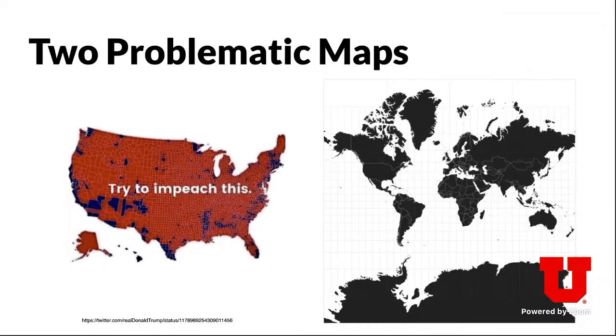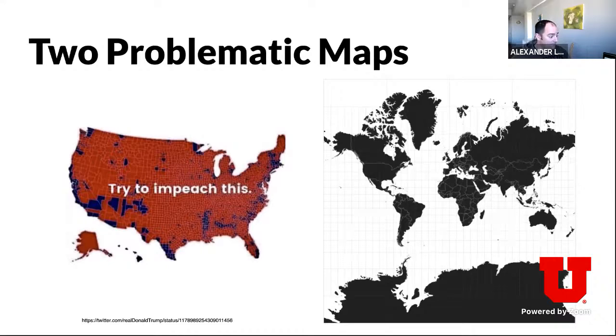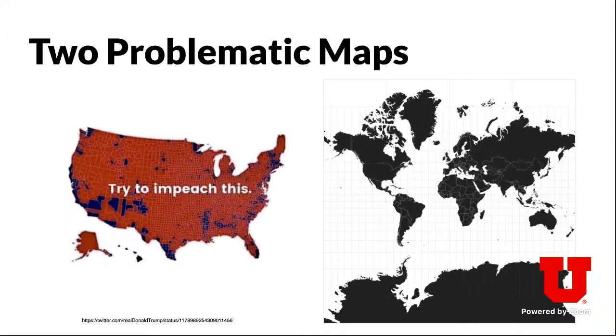There's a link that has been pasted into the chat by Han. I'll just do breakout rooms briefly for 3 minutes. The left map here is something that Donald Trump tweeted. The right map here is way more neutral, but I would like you to discuss both of these maps briefly in a breakout room. So I'm setting up breakout rooms now. Okay, here we go.